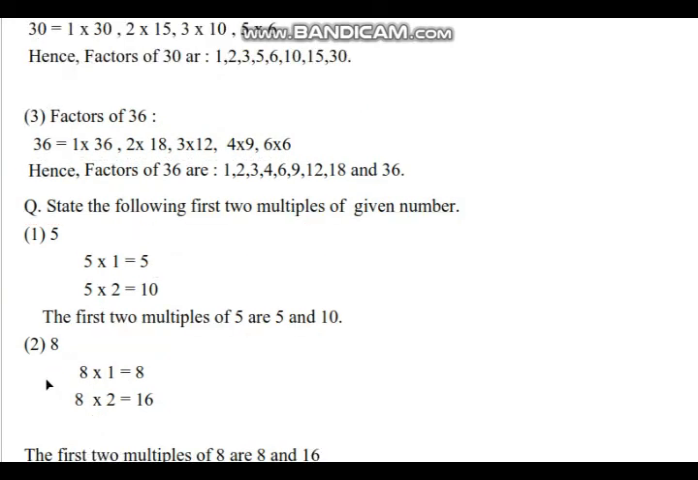Now second one is 8. Here also we have to multiply this 8 with 1 and 2. 8 ones are 8, 8 twos are 16. So this 8 and 16 are the multiples of 8, means the first two multiples of 8. So the first two multiples of 8 are 8 and 16.